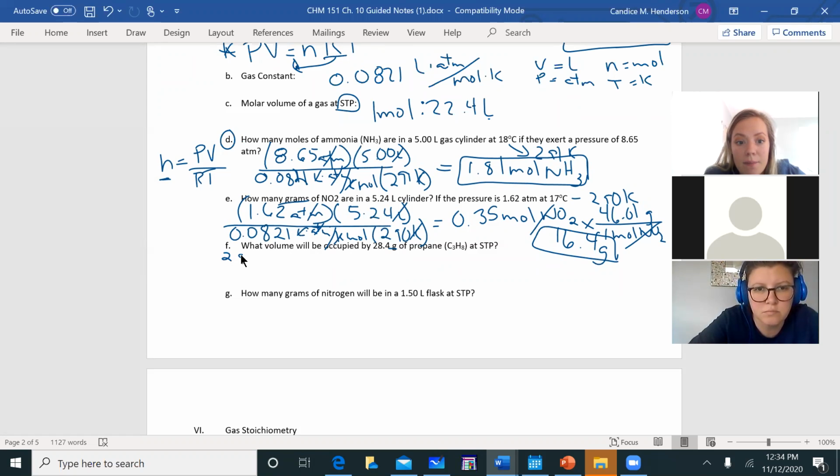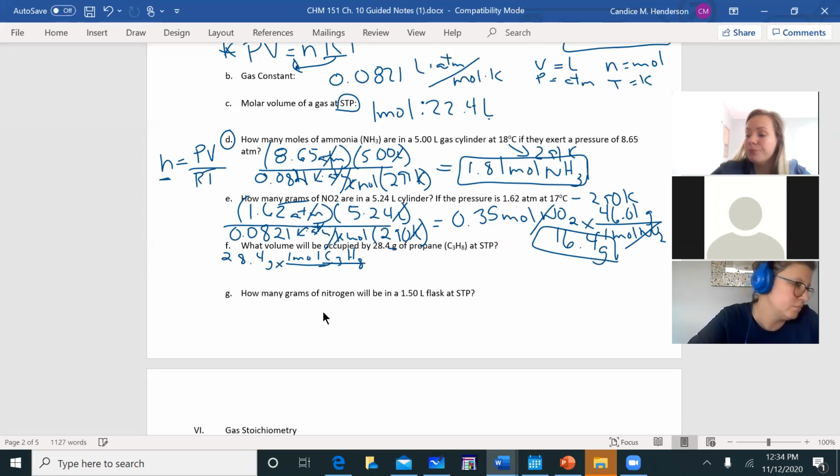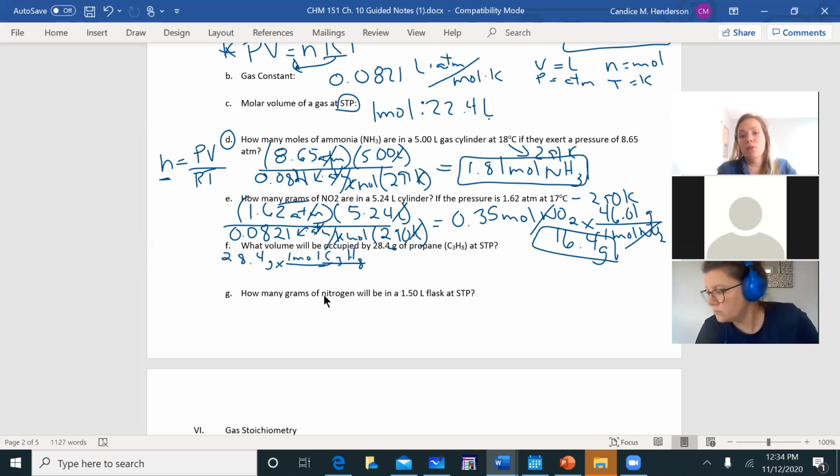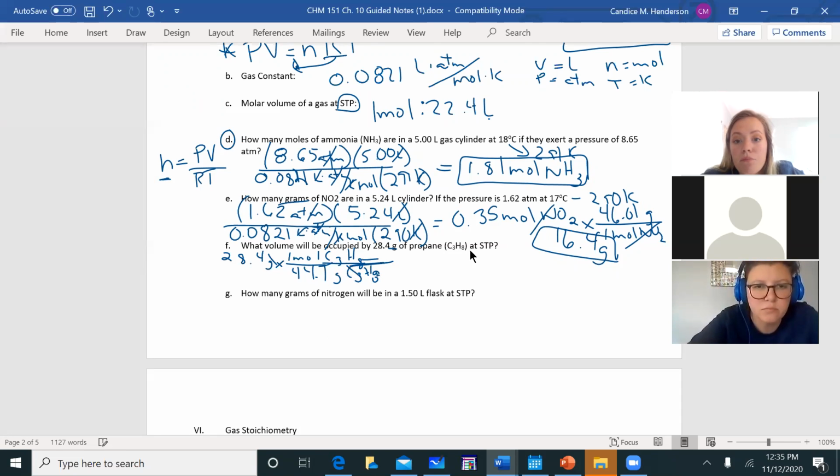So I've got 28.4 grams, and it gives me what the material is. It says it's propane. So 1 mole of propane, C3H8, will weigh, let's see, 12 times 3 is 36 plus another 8 is going to be 44, I believe. Yeah, 44.1 grams of C3H8. So grams will cancel, and now we have moles of the propane.